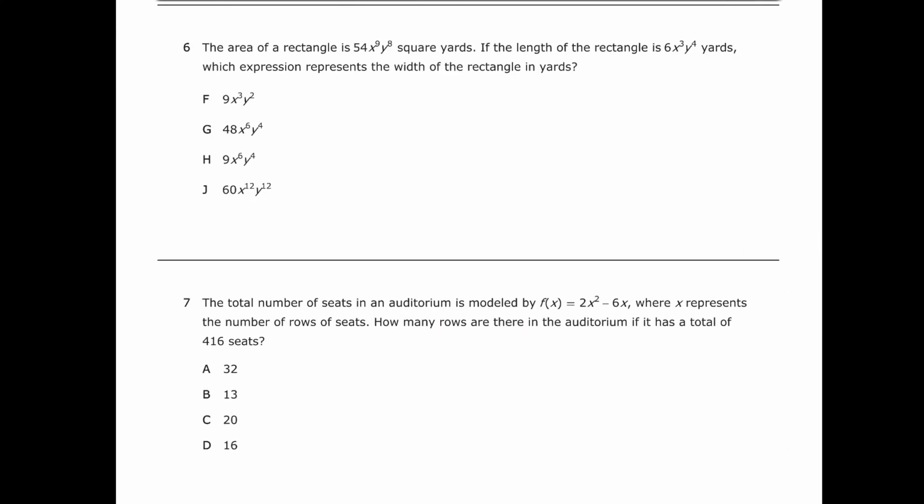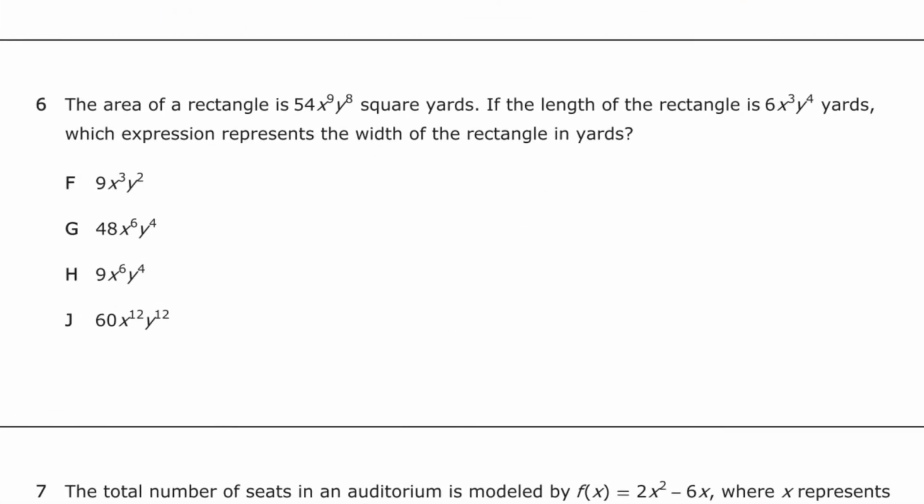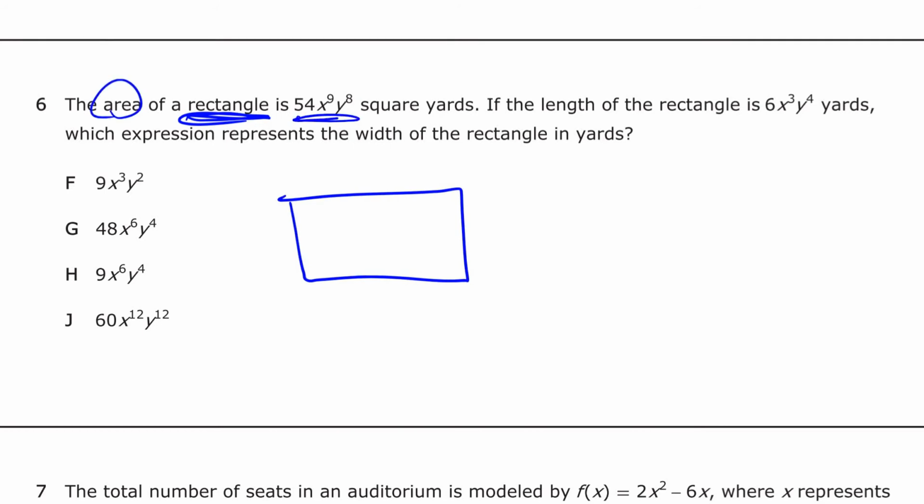Let's check the next question, number 6. We are given a rectangle, but there's no picture, so we're going to draw it ourselves. And it says that the area is 54x to the 9th power, y to the 8th power. Then it says that the length is 6x to the 3rd power, y to the 4th power. 6x to the 3rd, y to the 4th. And they want us to find the width.